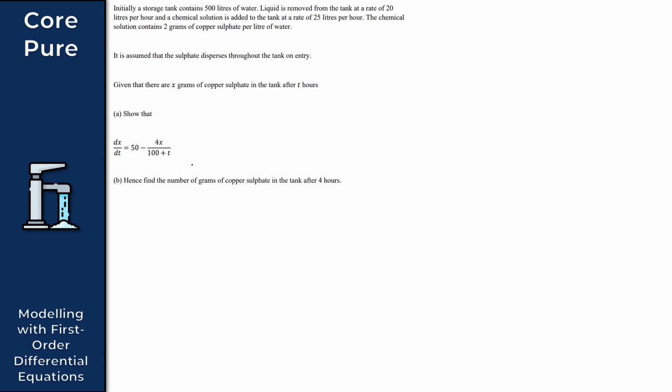Now in its current form, you might not recognize how to solve this, but by adding 4x all over 100 plus t to both sides, we get it into a form that's more recognizable. So for part B, let's add 4x all over 100 plus t to both sides. I get dx by dt plus 4x all over 100 plus t, and this is equal to 50. Okay, so to solve this differential equation, what we need to do is use an integrating factor.